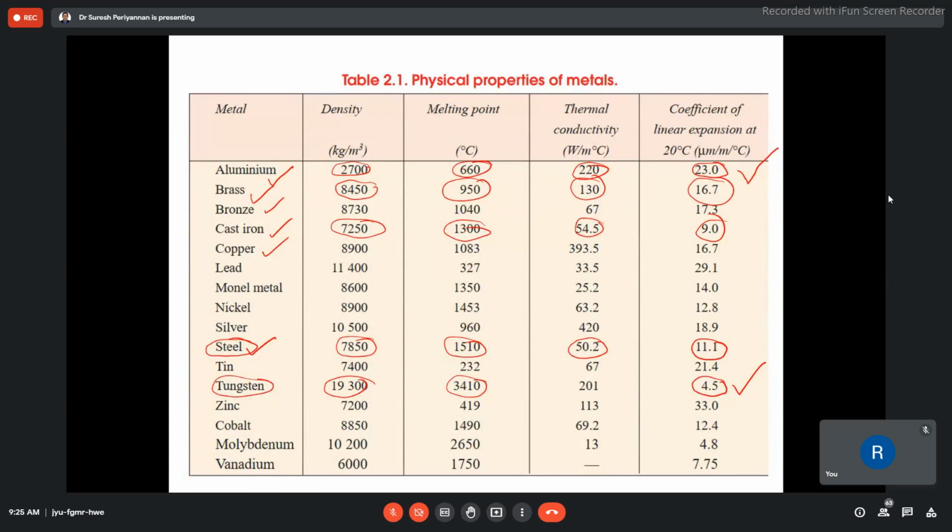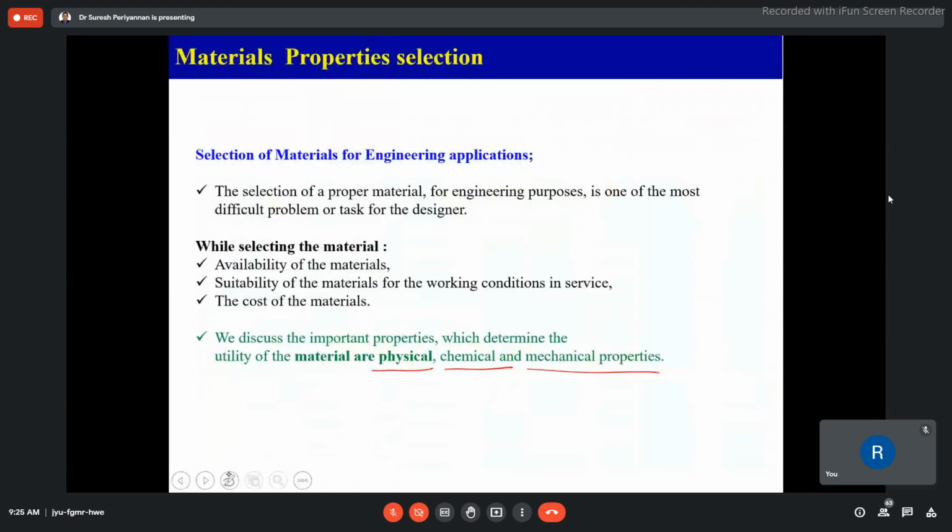Why can't you use it? Why are we not preferring tungsten as a piston component? Anyone tell that? Please just think about that. Because of weight constraint. Yeah, exactly. We have to consider the weight also, right?